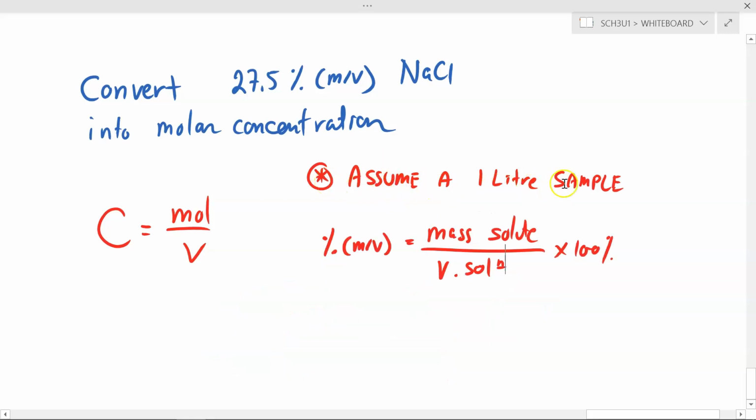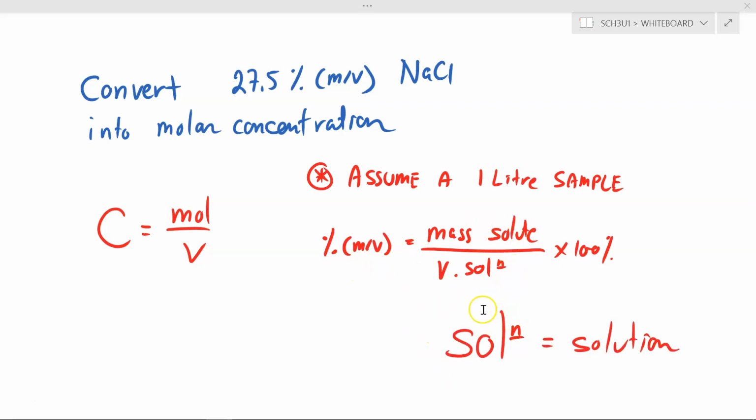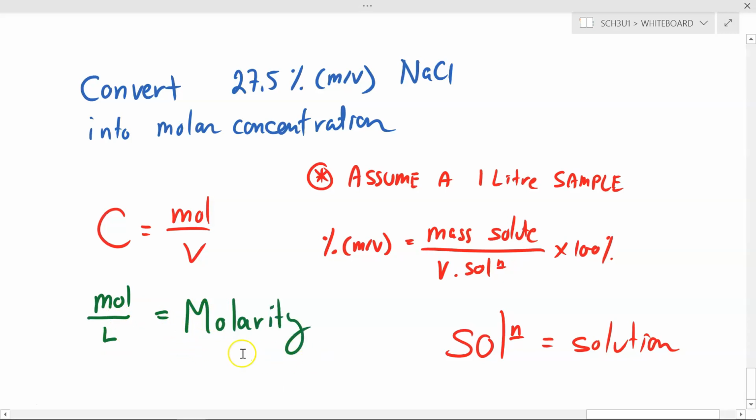So now that I assume a 1 liter sample, I can start plugging these values into my equation for %MV. Now just so you know, quite often we'll use this as a short form for saying solution. Since we'll be using this word quite a bit, you might as well start using short forms. Now while we're on the topic of short forms, here's a few more. Moles per liter can be written as a capital letter M. That's because the capital letter M stands for molarity. But because we're not supposed to use this word, we're not supposed to use this shortcut either.